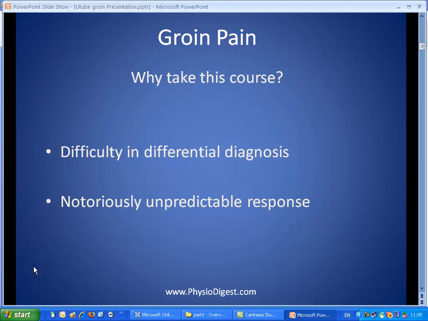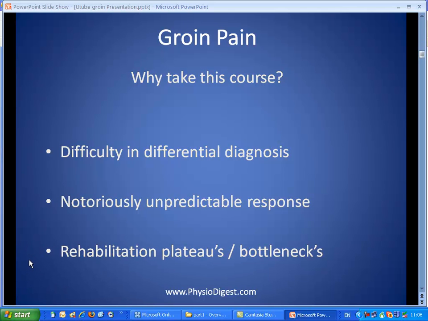The other issue which we need to recognise, of course, is that it is an area which is notoriously unpredictable in its response. So when we see an acute groin presentation, it's very hard to predict from initial examination, is this going to be a problem that we're still looking at 2 or 3 months down the track, or is it going to be a problem where the patient is rehabilitated within 1 or 2 follow-ups.